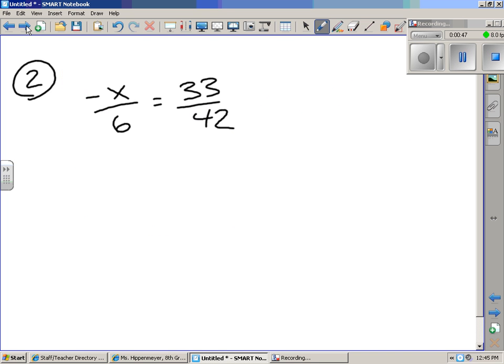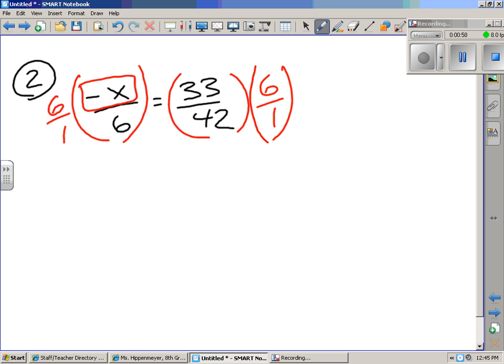Number 2. We want to get this x alone, so we want to get rid of the 6 on this side. Since we're dividing by 6, the inverse operation is multiplication. So we're going to multiply each side by 6. Over here, 6 divided by 6 equals 1, so we get negative 1x. And on the other side, let's go ahead and cross cancel.